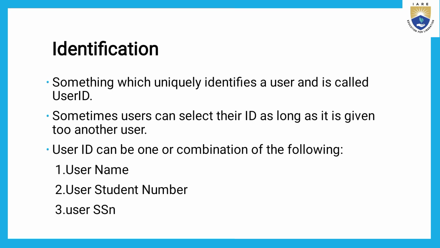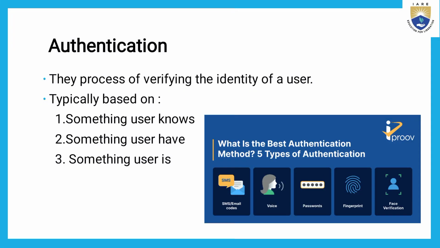Identification. Something which uniquely identifies a user and is called user ID. Sometimes users can select their ID as long as it is not given to another user. User ID can be one or a combination of the following: username, user ID, student number, user SSN. Authentication. The process of verifying the identity of a user, typically based on something the user knows, something the user has, something the user is.